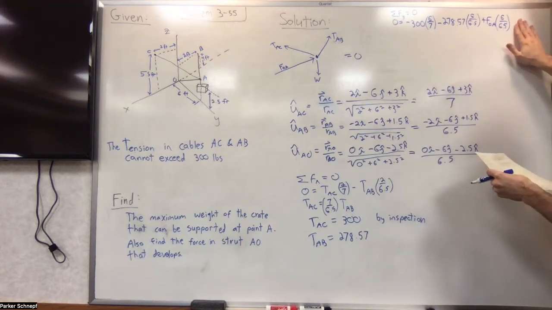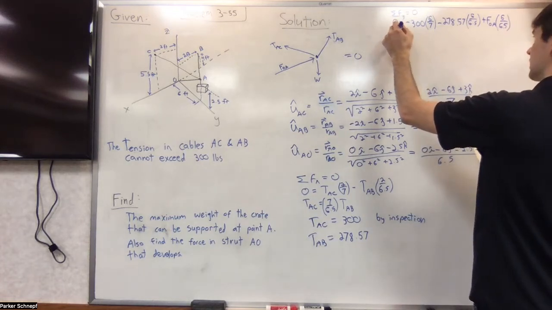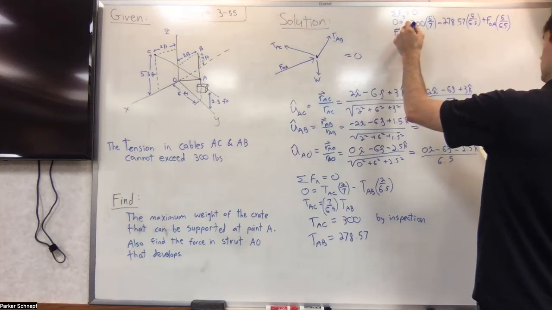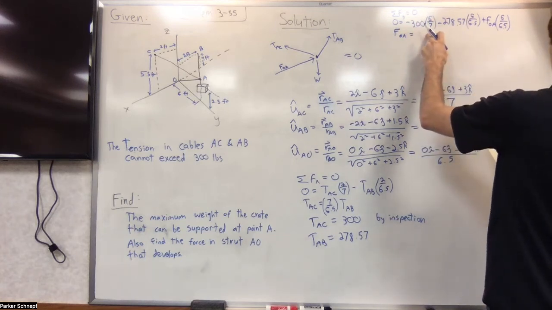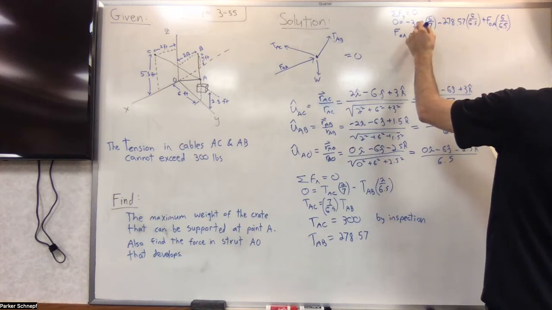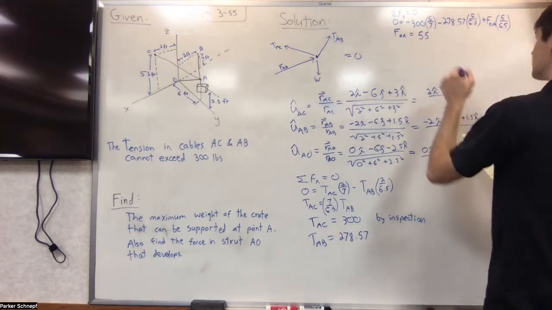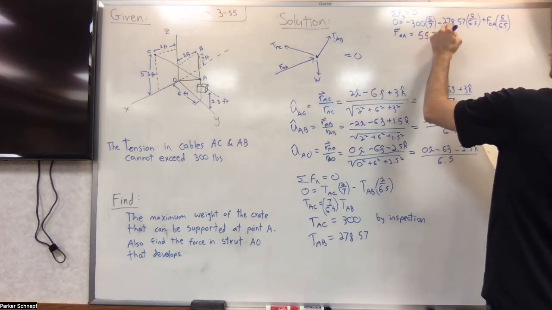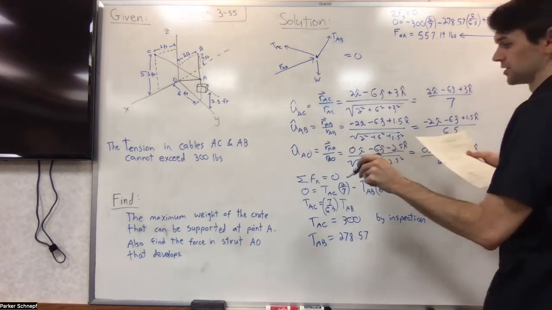Okay, so we got this. We can simplify the math down, and we end up with FOA equal, I'm just going to skip math steps. Please show your work in yours. I'm just trying to conserve space. 557.14 pounds. So that is the force that develops in the strut.